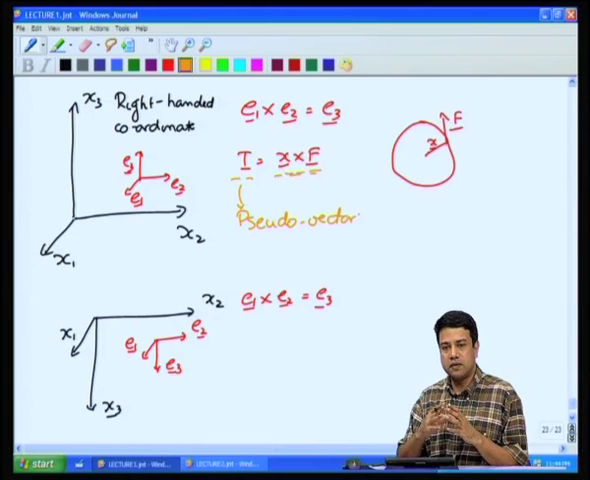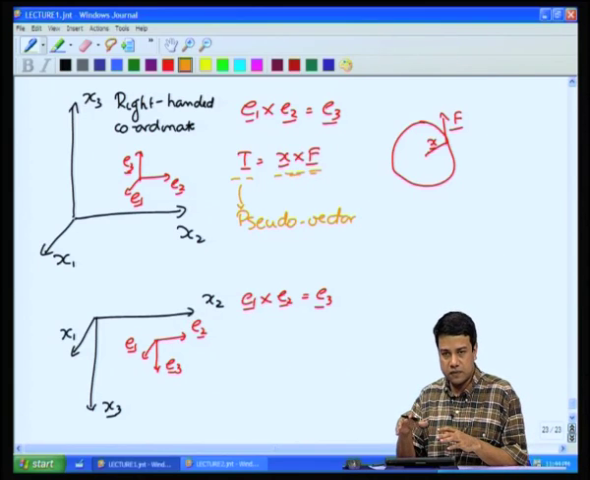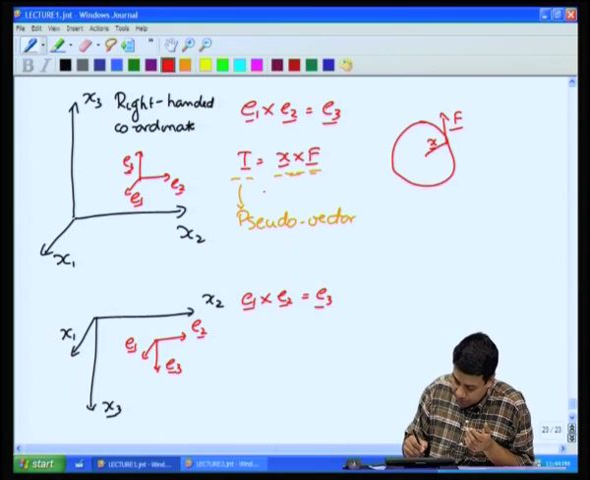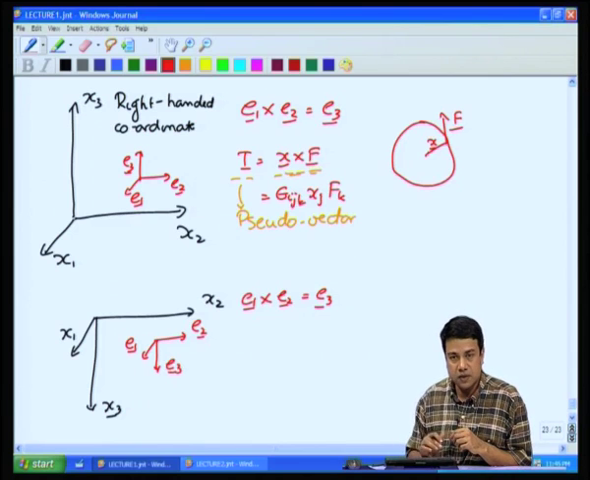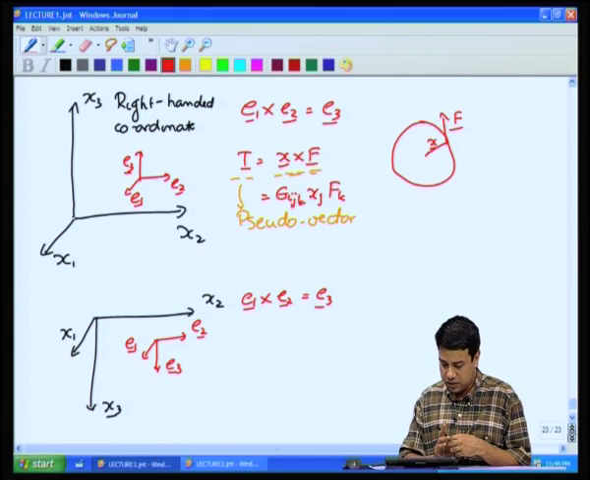For a given configuration, you can measure distance, you can measure force, but the direction of torque depends upon the coordinate system that you use. So, if you have one cross product, this is basically equal to epsilon ijk xj fk. If you have one cross product, then you get a pseudo vector, because the direction in which this epsilon vector points depends upon the coordinate system that is being used. So, one has to keep this in mind when interpreting results.